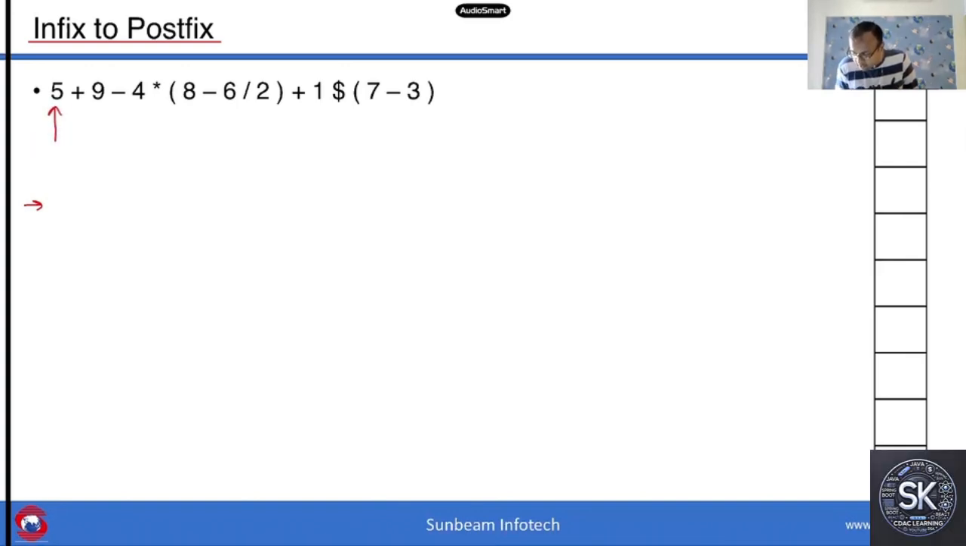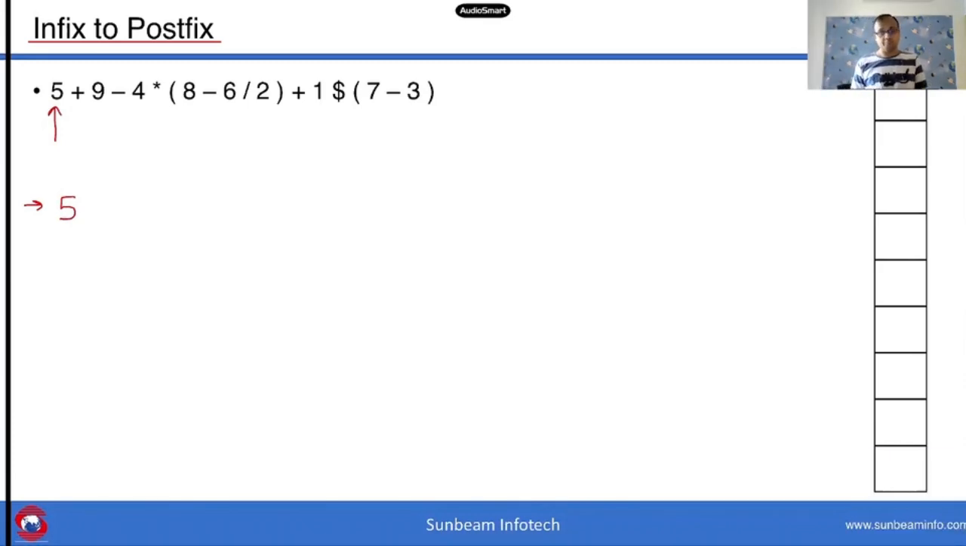It is like 5. A 5 is an operand. If it is an operand, append it to the postfix. If it is an operator, put it onto the stack. You continue further. If it is an operand, append it to the postfix. If it is an operator, put it onto the stack.